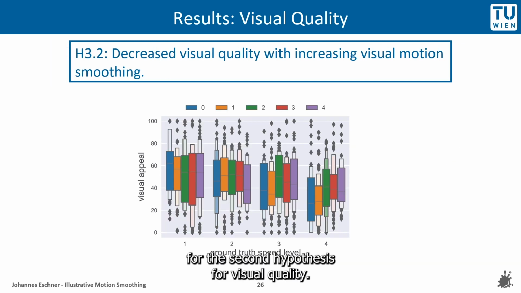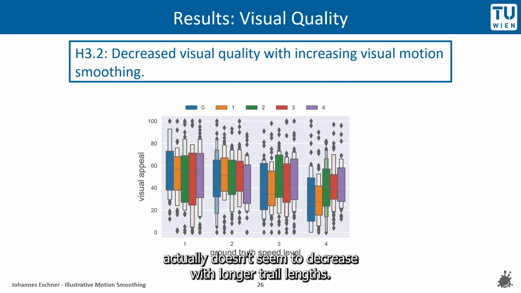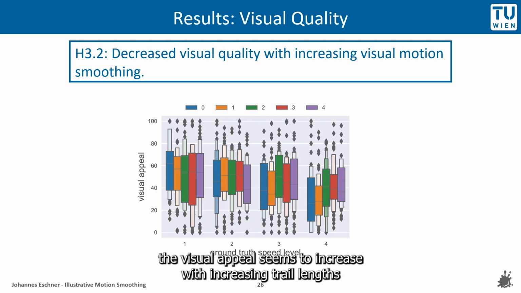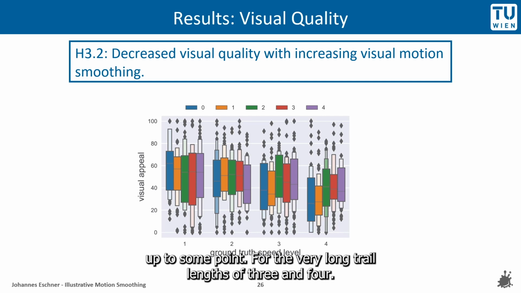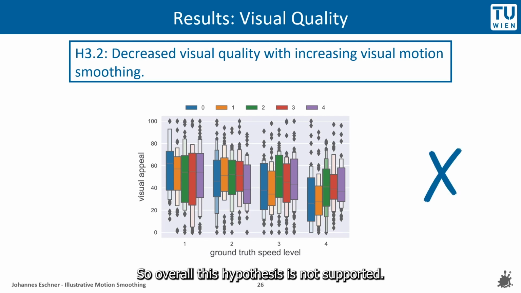For the second hypothesis for visual quality, we expected to see decreased visual quality with increasing visual motion smoothing. However, we can see that the visual appeal actually doesn't seem to decrease with longer trail lengths. To the contrary, at speed levels of 3 or 4, the visual appeal seems to increase with increasing trail lengths up to some point. For the very long trail lengths of 3 and 4, we can then see a slight decrease again. So overall, this hypothesis is not supported.